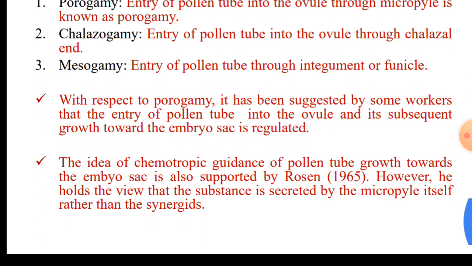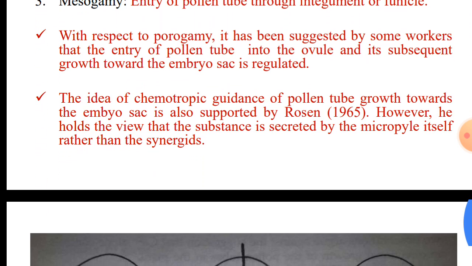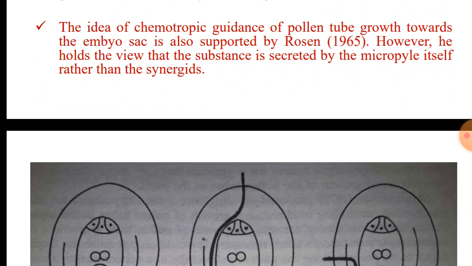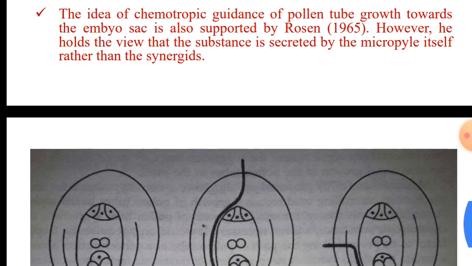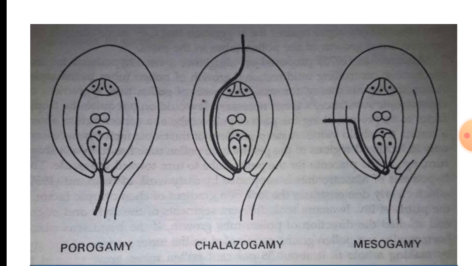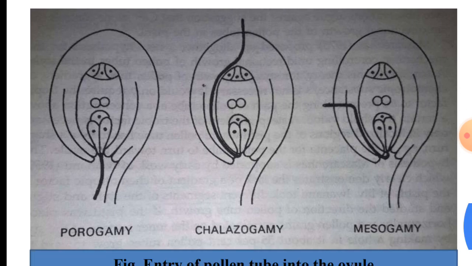With respect to porogamy, it has been suggested that the entry of pollen tube into the ovule and its subsequent growth toward the embryo sac is regulated. The idea of chemotropic guidance of pollen tube growth towards the embryo sac is also supported by Rosen 1965. However, he holds the view that the substance is secreted by the micropyle itself rather than the synergids. That is, the micropyle secretes certain substances which attract the pollen tube towards the micropyle in case of porogamy.